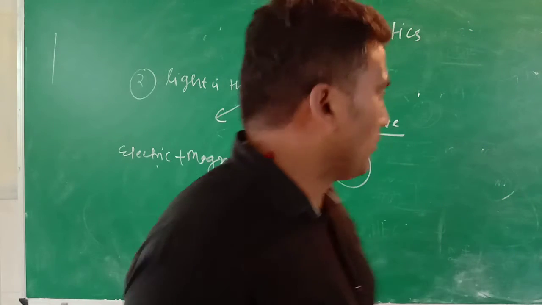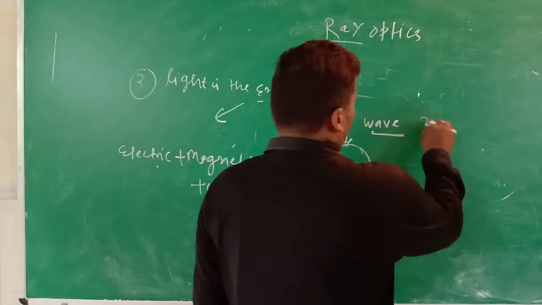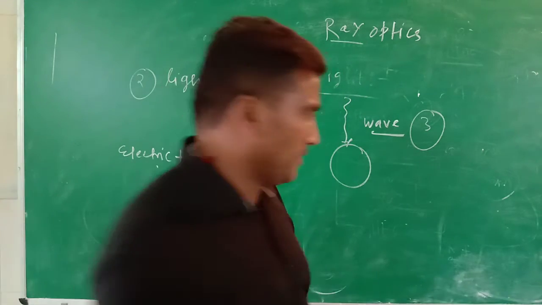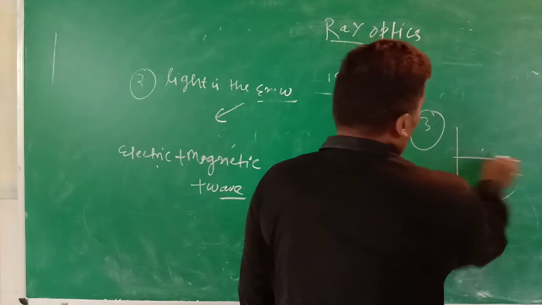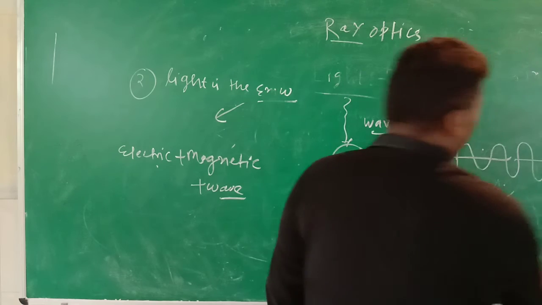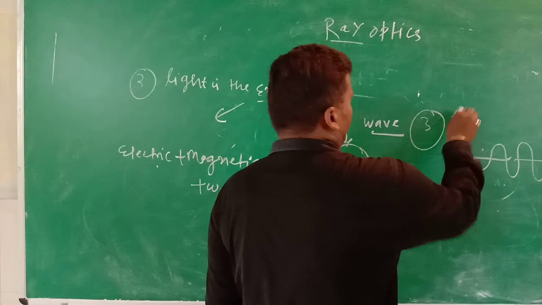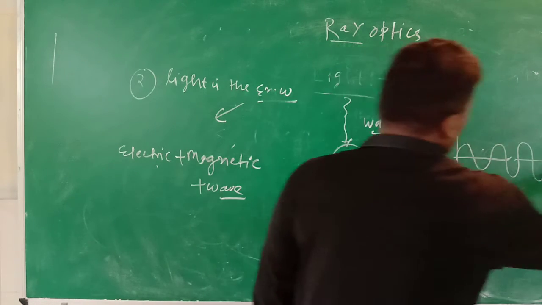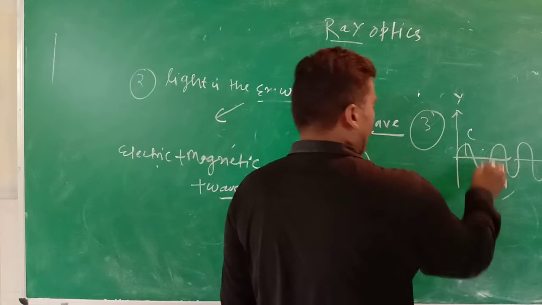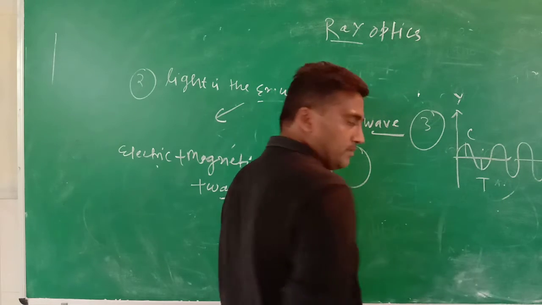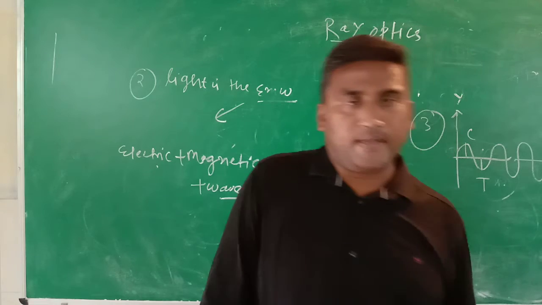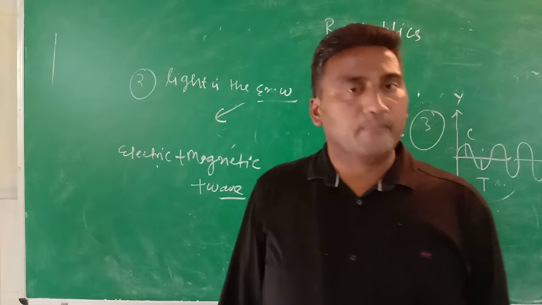Now we discuss another important property. Light is a transverse wave. What is a transverse wave? This type of wave propagates in the perpendicular direction of the medium, with crest and trough. It is denoted on the y and x axes, that is the crest, and also the trough. Light is a transverse wave because it develops in the perpendicular direction of the medium.